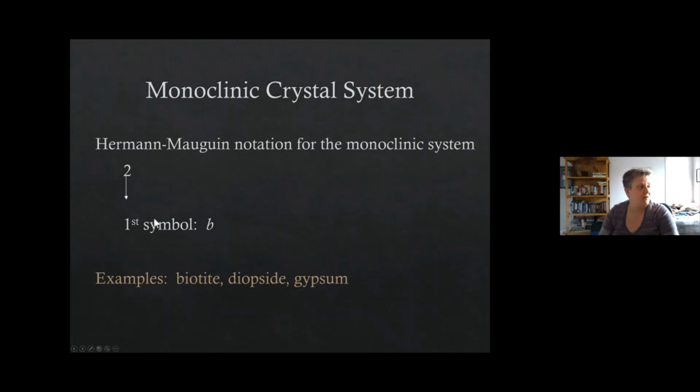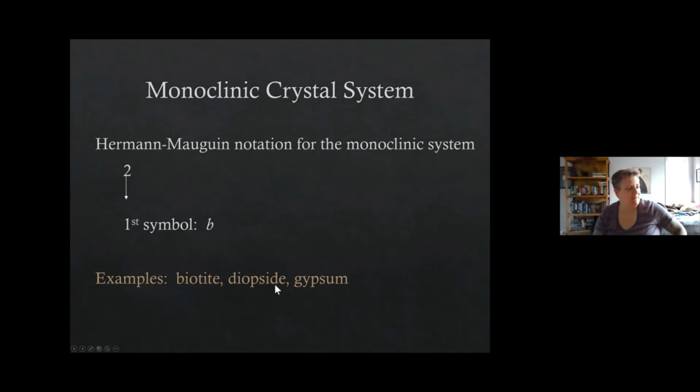So in the Hermann-Mauguin notation, the first symbol is related to what happens along B, because the beta angle is between C and A, and the B axis is the axis that's perpendicular to that. So we consider the B axis unique, and the one that all of the symmetry is going to happen around.